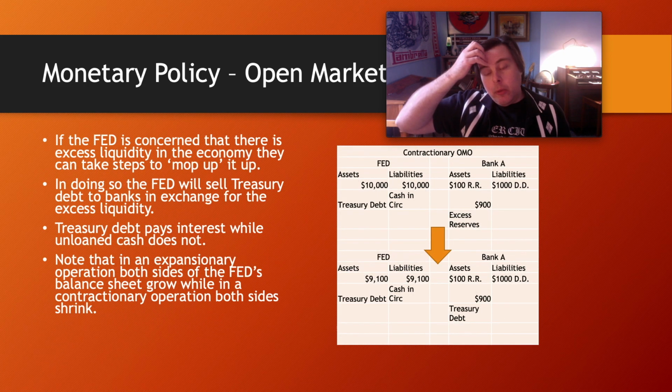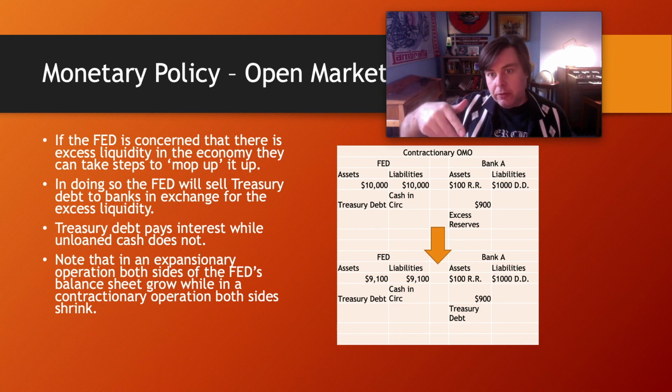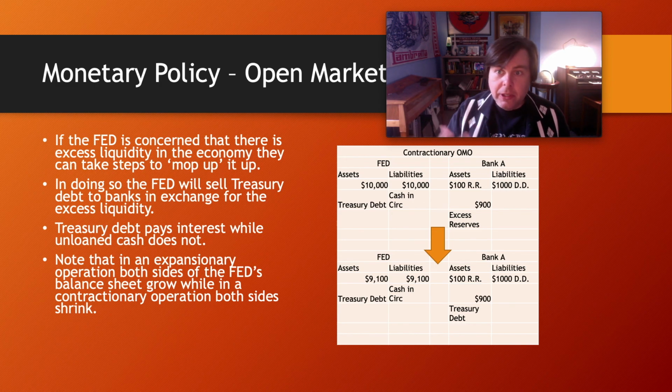So right now, the way this works can be seen on the balance sheets below. Before it was an expansionary open market operation, this is a contractionary open market operation. I have a separate video on just this, on how we conduct open market operations, so you might want to take a look at that.